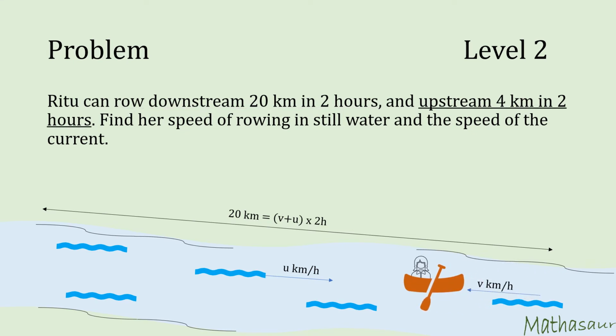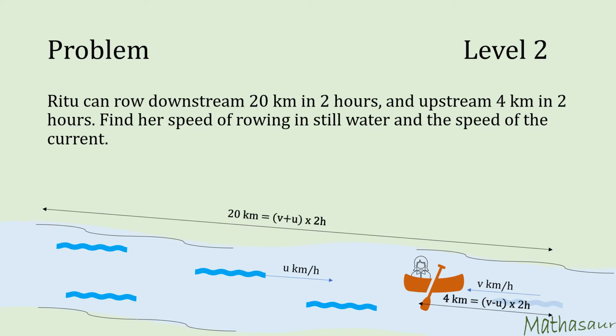Similarly, while rowing upstream, Ritu is rowing against the current. So her speed is going to be reduced. So this time, distance equals speed multiplied by time, we get 4 equals speed times 2.